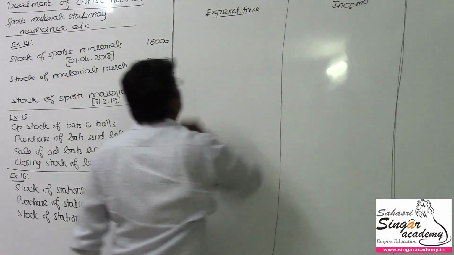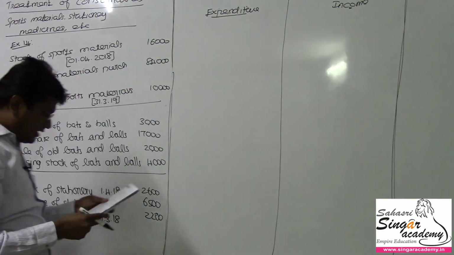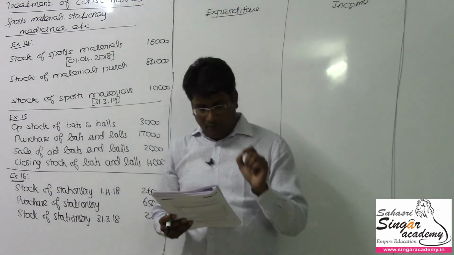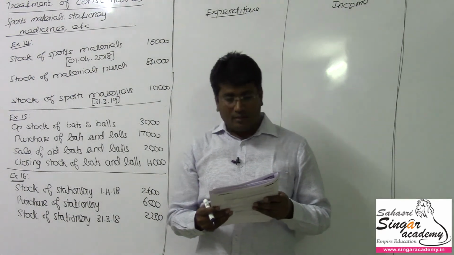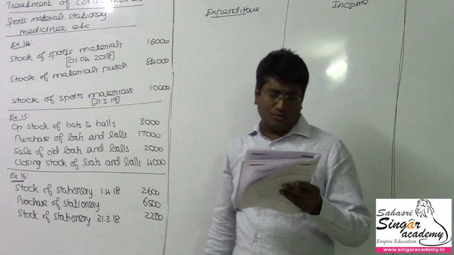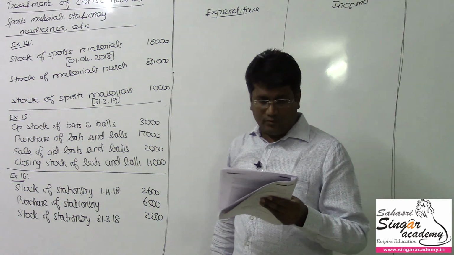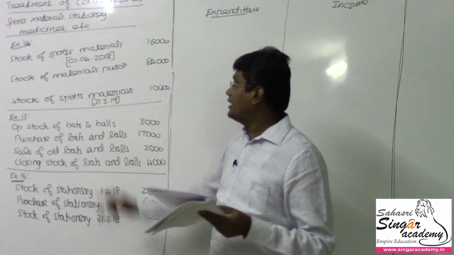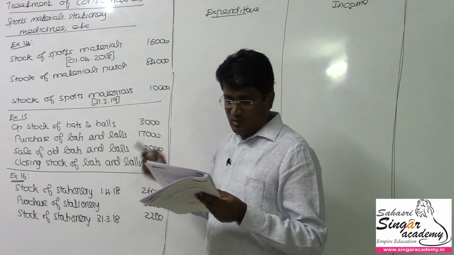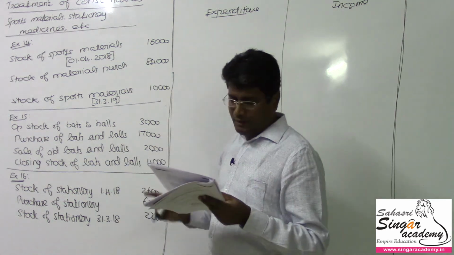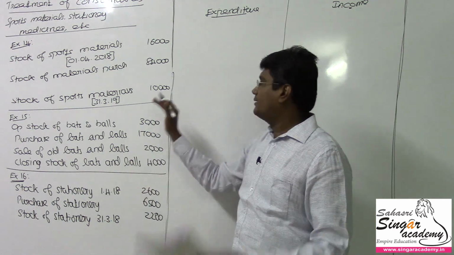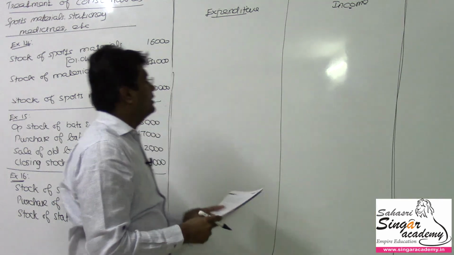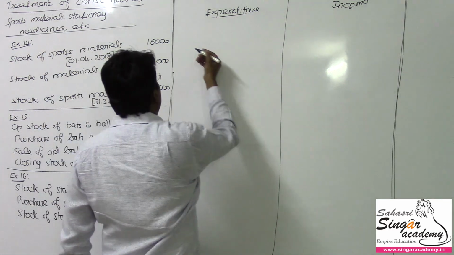Right. So exercise number 14, how will the following appear in the final accounts of Marthandam Women Cultural Association? Stock of sports material in the beginning 1/4/2018 16,000, sports material purchased during the year 84,000, stock of the sports material on 31/3/2019 10,000 rupees. ரொம்ப சிம்பிள், மூணு கொஸ்டின்ஸ், மூணு ஐட்டங்கள் இருக்கு. You are aware about the format.